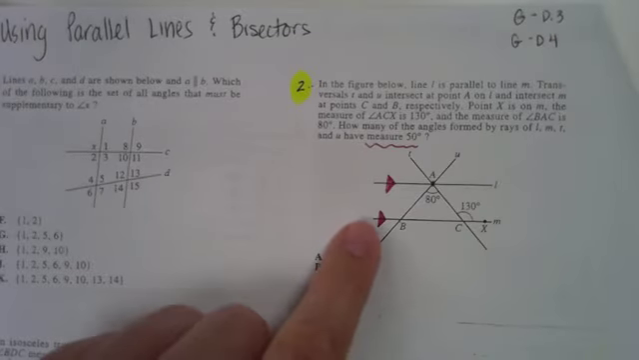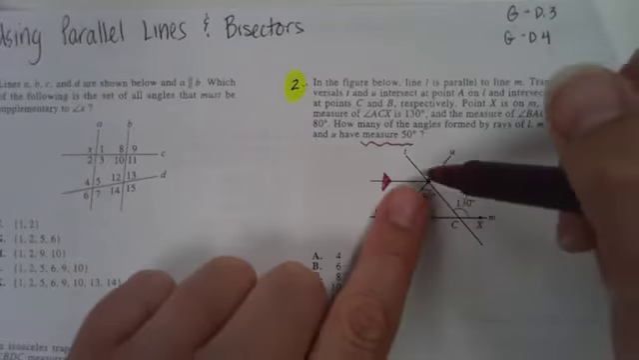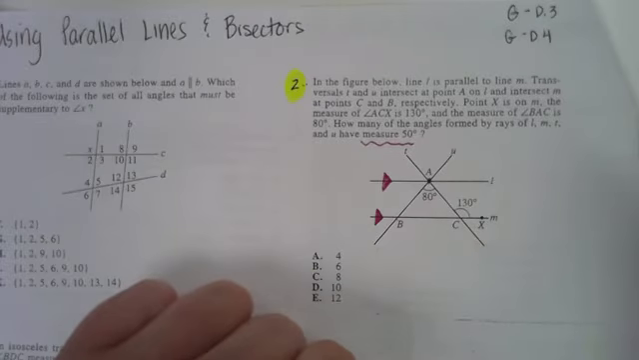All right. When you have parallel lines cut by a transversal, which is just a line that's crossing them, okay, what sort of things happen?